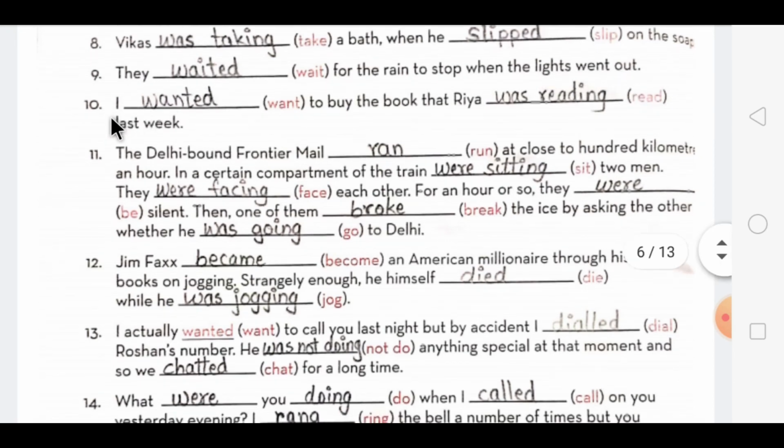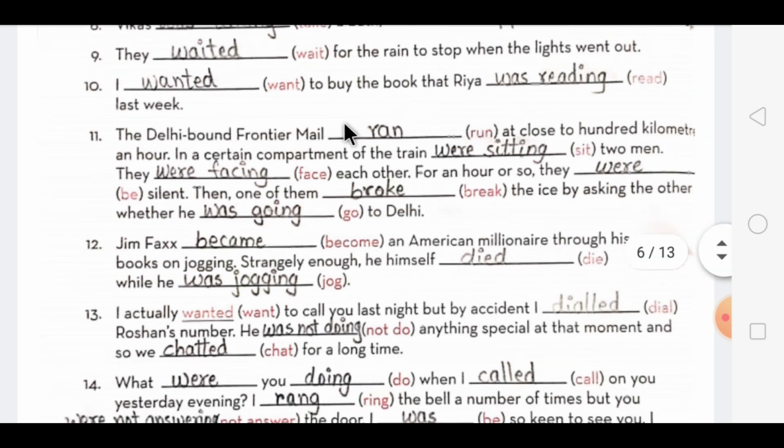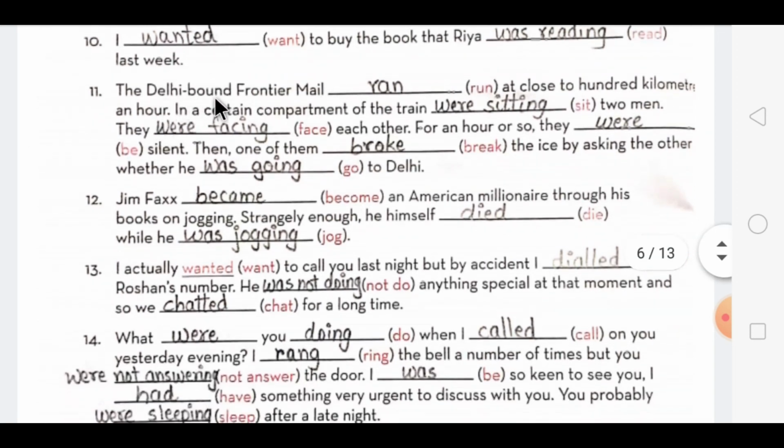10th one, I wanted to buy the books that Riya was reading last week. Again the same thing is over here. This is a short action, so we used V2 form, and this action is going on for a long time, so we used the past continuous form of the verb. Then the 11th one, the Delhi bound frontier mail ran, short action, at close to 100 km an hour.